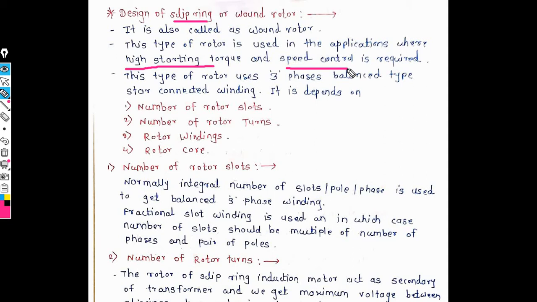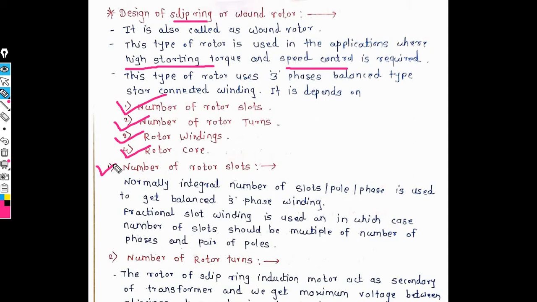depends on a three-phase balanced star-connected winding, and this star-connected winding depends on the number of rotor slots, number of rotor turns, rotor winding and rotor teeth. First, the number of rotor slots is very important, and it depends on slots per pole per phase. That means a 3-phase system and 4-pole system is very important in a slip ring induction motor.